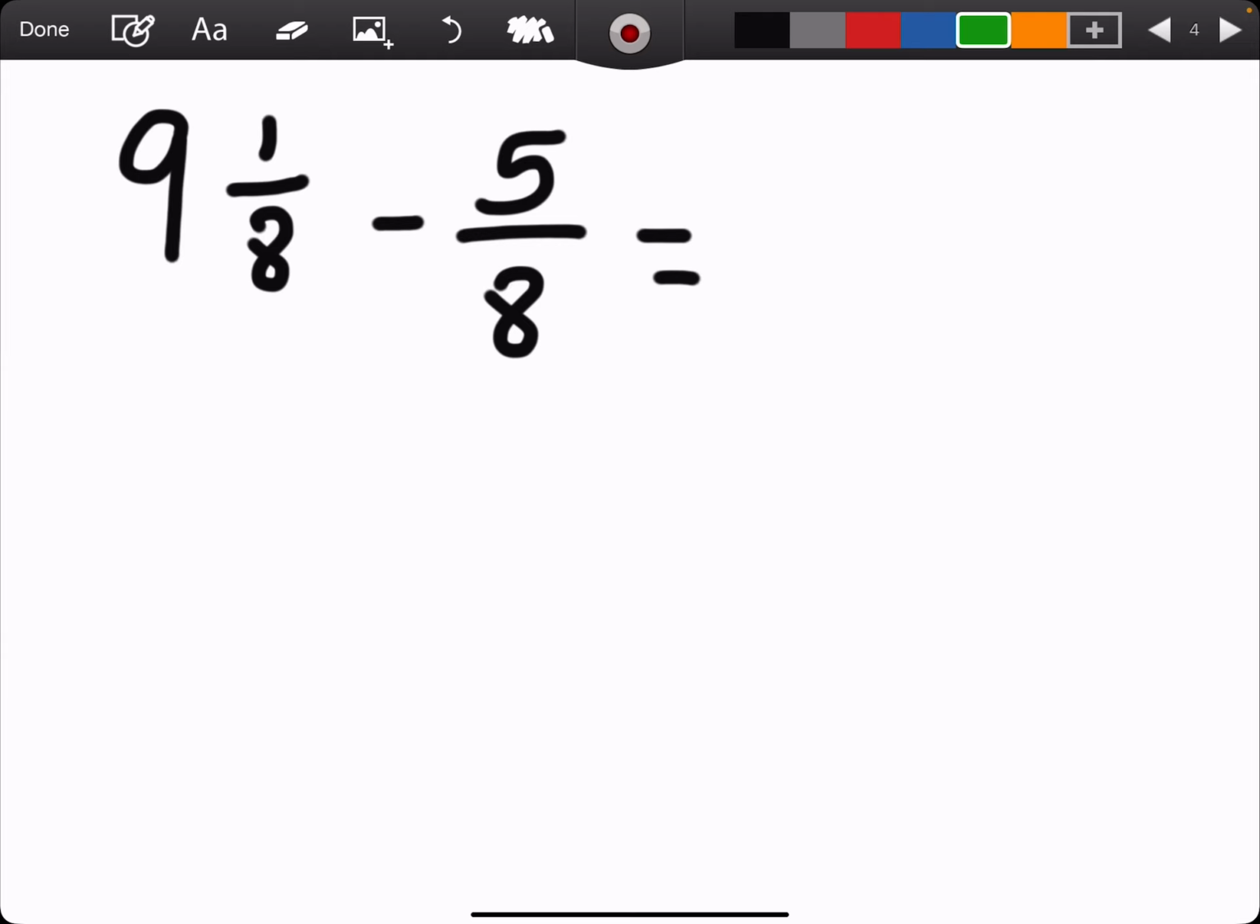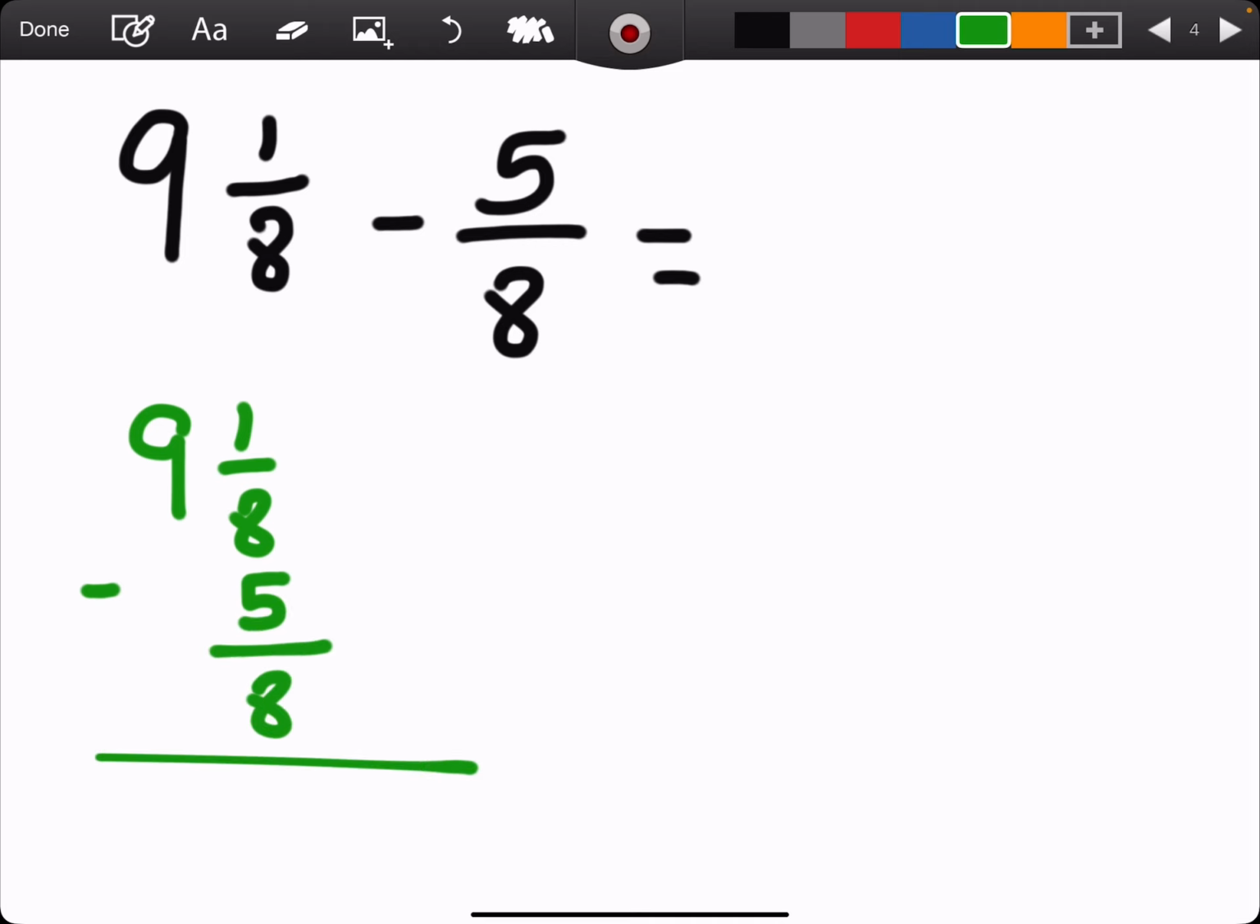9 1/8 minus 5/8. Okay? Well, I'm going to rewrite it. 9 1/8 minus 5/8. Well, I'm going to ask myself, 1/8 minus 5/8. Can I do that? Nope, I can't take 5 away from 1. So I'm going to have to regroup. I'm going to cross out my 9, make it an 8.